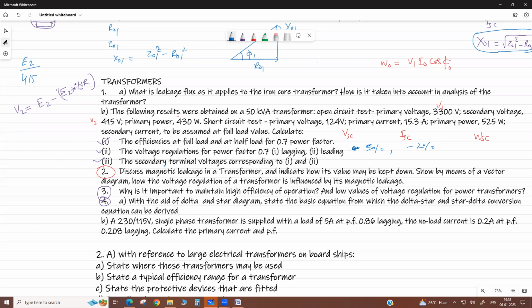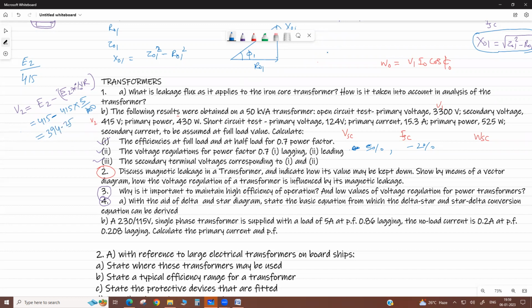Then he is asking for the secondary terminal voltage. So your V2 equals E2, which is 415. It means there is a 5% drop with respect to E2. 415 into 0.05, that is divided by 100, you multiply and subtract. So what is your terminal voltage? My dear, this voltage comes to about 334.